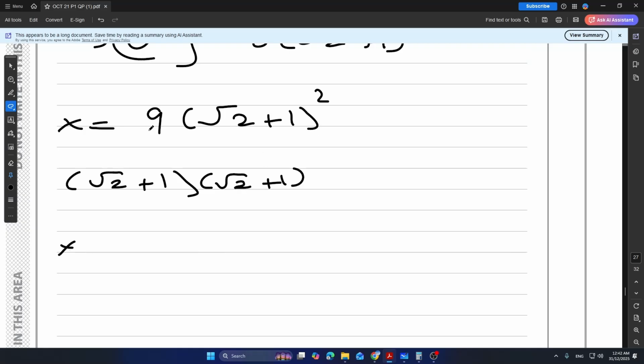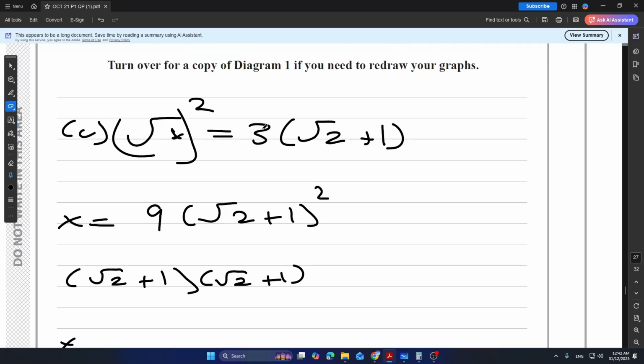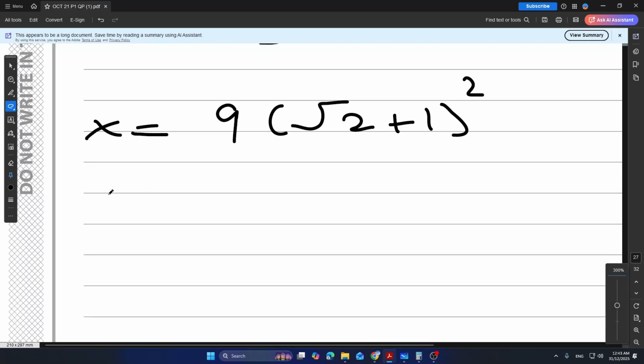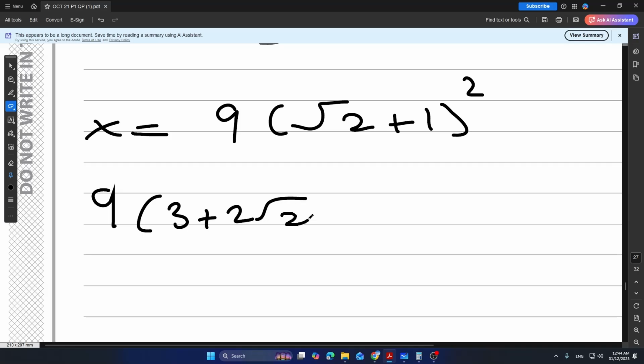Well, we can write this as the answer, but better not. Basically, you just put this into the calculator and you get the answer. If you plug this into the calculator, we can write it as 9 bracket 3 plus 2 root 2. Because root 2 plus 1 squared is this, so I can just write it like this, no problem.